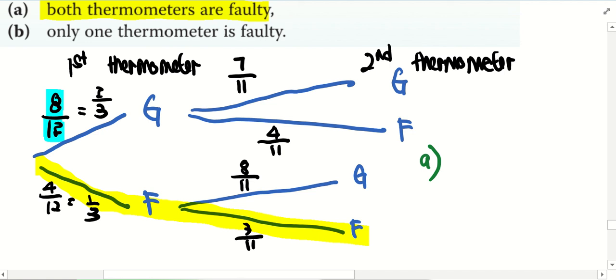So, what is the first path? 1/3. Alright? It must be faulty and it must still be faulty. This is an AND case. Both must happen at the same time. So you need to multiply as you go along the path. No need to press the calculator, Adrian. No need to press, you can see it. Okay? Now, I want you to try part B yourself.